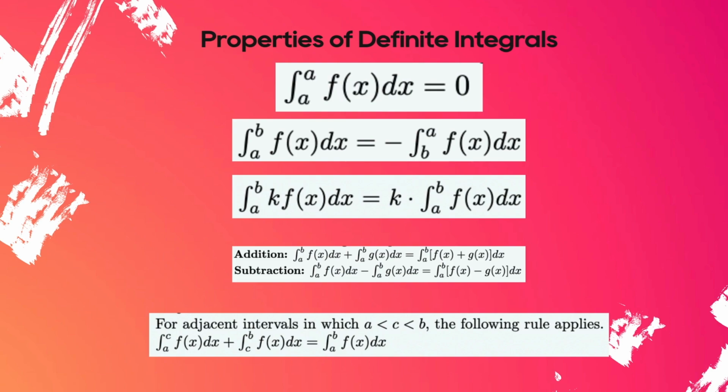And now, if we have a constant multiplied to a function and we want to integrate that, we can simply factor the constant out. And the third one says that if we're integrating the sum of two functions, such as f of x plus g of x, then we can split and separately integrate each function. And that works for subtraction also. And then the other rule is the adjacent intervals one. If we're integrating the function f of x from a to c, and then we want to add that to the integral of f of x from c to b, and c is in the middle of a and b, we can simply say that the integral is f of x from a to b.